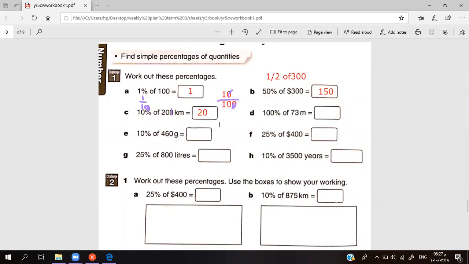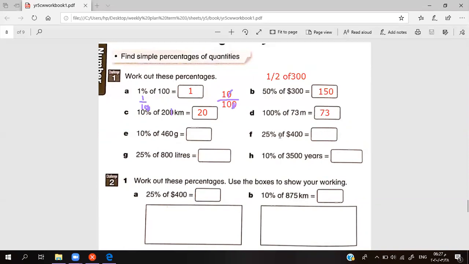By practicing, you will learn that 50% means half of something. 10% means a tenth of something, meaning 1 over 10 of something. You will not need to do all this. 100% means all of it, so it will stay as it is. 100% of 73 is 73.